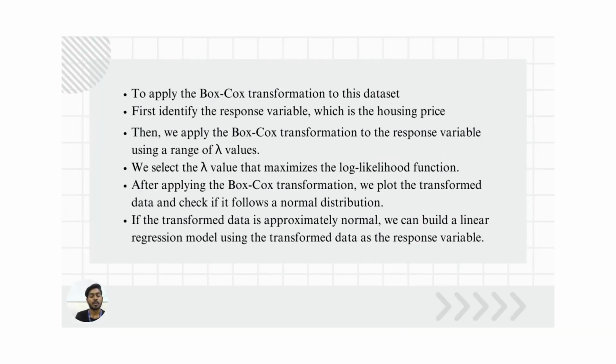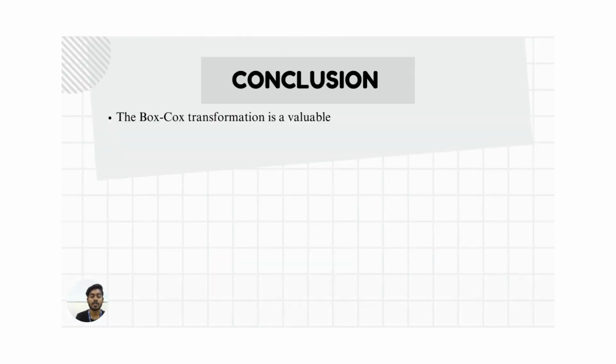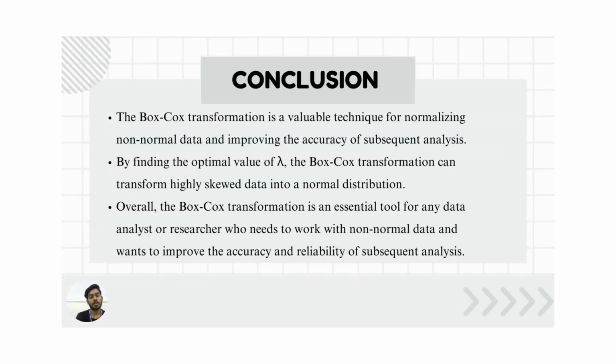To apply the Box-Cox transformation to this dataset, first identify the response variable, which is the housing price. Then we apply the Box-Cox transformation to the response variable using a range of lambda values. We select the lambda value that maximizes the log likelihood function. After applying the transformation, we plot the transformed data and check if it follows a normal distribution. If the transformed data is approximately normal, we can build a linear regression model using the transformed data as the response variable.